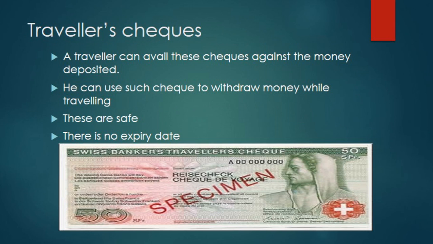The next type of check is a traveler's check. Traveler's checks are issued by banks. A traveler can avail traveler's checks issued by the bankers against the money deposited. He can use such checks to withdraw money while traveling. It is as good as carrying cash, but he can travel safely without carrying huge cash. Traveler's checks are available almost everywhere and they come in various denominations. There is no expiry date for traveler's checks.